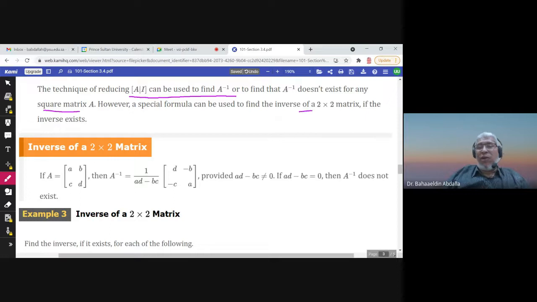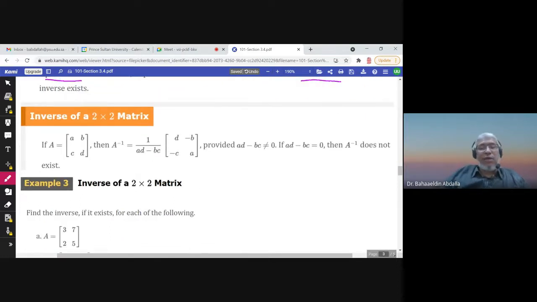However, there is a special formula for 2 by 2 matrices. If A is a 2 by 2 matrix, only 2 by 2. This formula is not used for any other dimension. So A inverse would be 1 over AD minus BC times the matrix with A and D changing their positions, D and A. B and C we keep their positions, but we multiply by a negative sign. So this is how to find A inverse. Of course, if AD minus BC is not 0. If AD minus BC is 0, then A inverse does not exist.